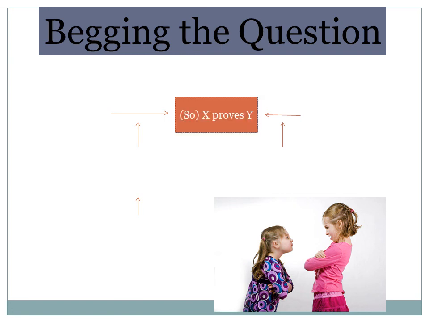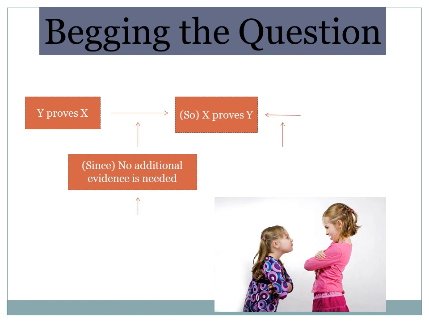If you're begging the question, you want me to believe your claim that X proves Y, that Y is true because of X. And the way you prove that, the evidence that you supply, is that Y proves X, that X is true because of Y. That's a circular argument. In this argument, the unproven elements are being used to prove the other unproven elements. You supply this warrant that no additional evidence is needed when more clearly is needed in order to prove this.